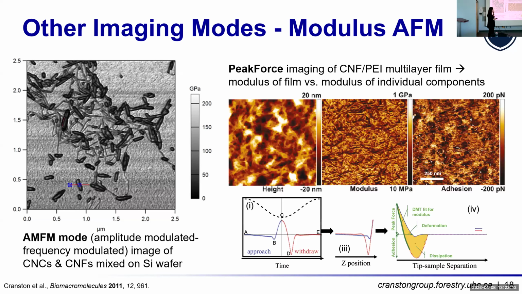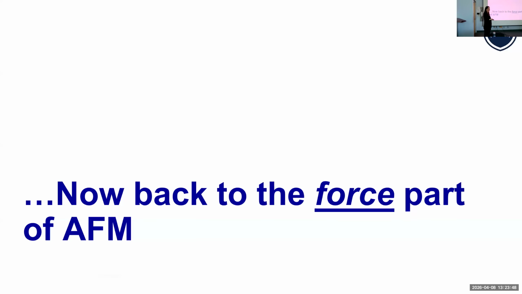You can also use peak force imaging, which is another way to do modulus imaging. In this case, we have our height image and our modulus image. And in that work, what we were doing was getting the modulus of the individual components, a polymer and a cellulose nanofibril, and then comparing that to doing more conventional tensile tests on the films. And so how do the individual properties compare to the bulk properties? So a few examples of what you can do when your tip is making contact with your surface. Good. Any questions about imaging? Because otherwise I'll go back to forces.